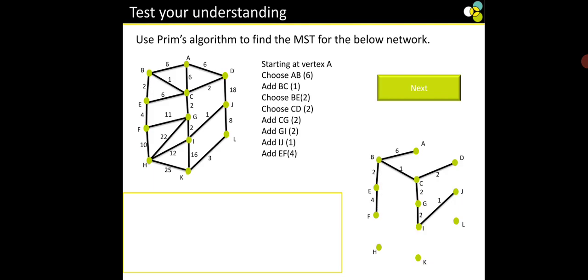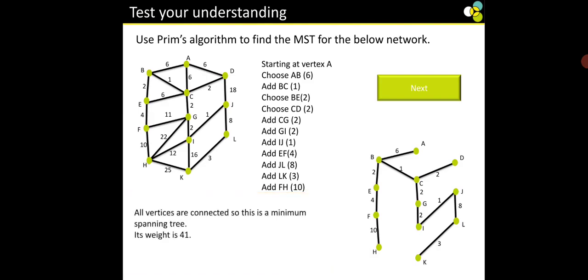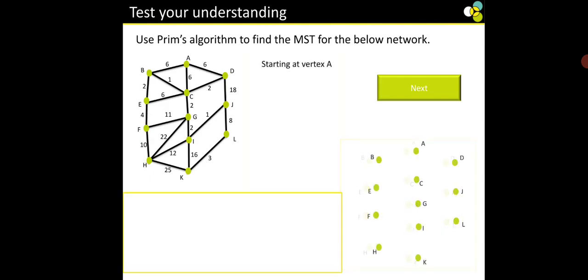Then from E to F we choose 4. Then J to L we choose 8. Then L to K we choose 3. Automatically it produces the minimum spanning tree. So the minimum weight of this graph is 41. So it is also one of the examples for Prim's algorithm.